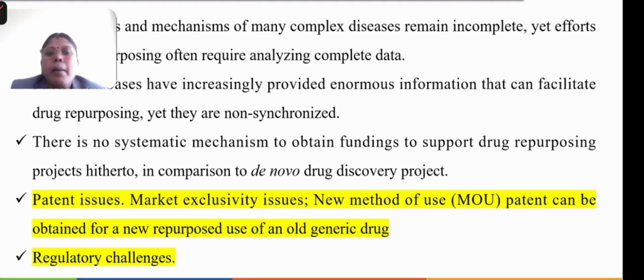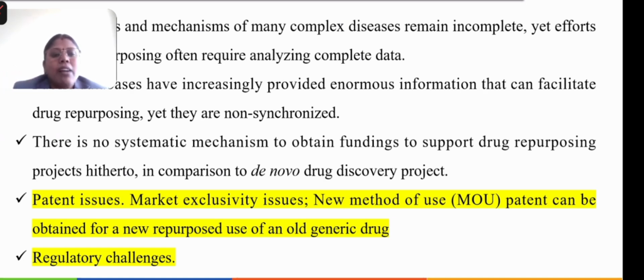Sometimes we won't get sufficient information from the publicly available databases. Suppose, for example, I wanted to study a particular protein and the protein structure is not available in the database. Again I have to do homology modeling, so there may be some difficulties. And there is no systematic mechanism to obtain funding to support drug repurposing. Of course, in India, I think a year or two before, there was a call for drug repurposing, but still we have some lacuna compared to the traditional drug discovery project.